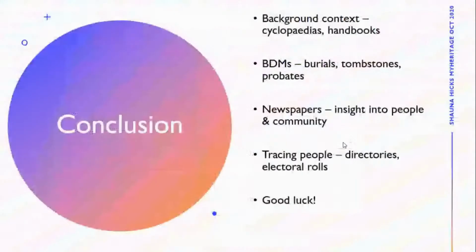So in conclusion, a lot of this material is excellent background context. All those encyclopedias and handbooks, they can help explain why people moved around. I haven't covered birth, death, marriage, burials, tombstones, and probates in today's talk, or newspapers, which also give insight into people in community. But if you're tracing people, don't forget your directories and electoral rolls. And good luck. And I'll stop sharing at this point.